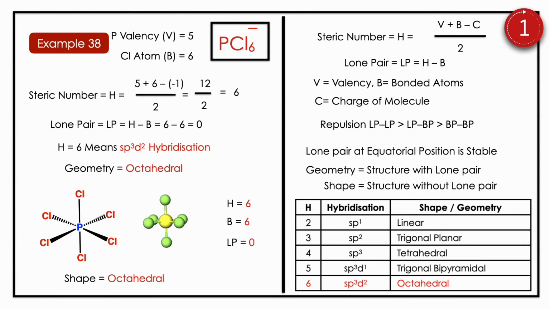Then let us look at example 38, PCl6 minus. Phosphorus valency is 5, chlorine atoms are 6. Steric number will be H equals (5 plus 6 minus (minus 1)) divided by 2, which gives 12 by 2 gives 6. Lone pair will be H minus B, which is 6 minus 6 equals 0. H6 means sp3d2 hybridization. So geometry is octahedral. Since there is no lone pair in the system, geometry and shape will be same. So shape is octahedral.